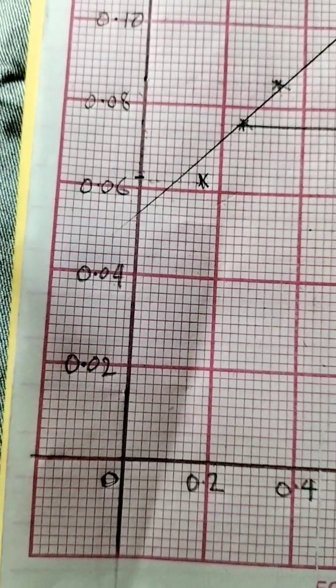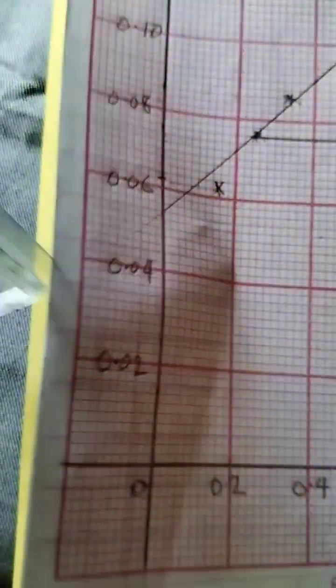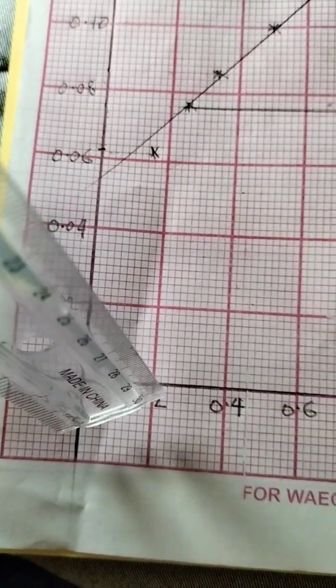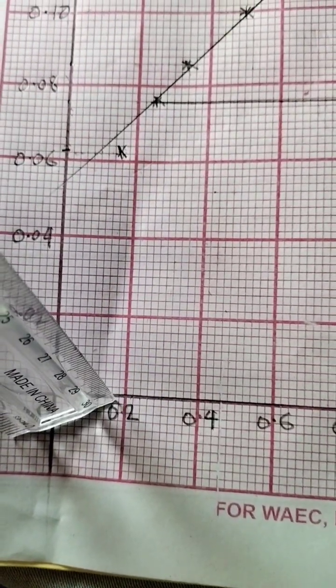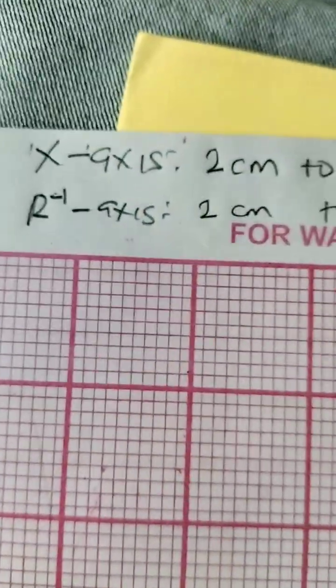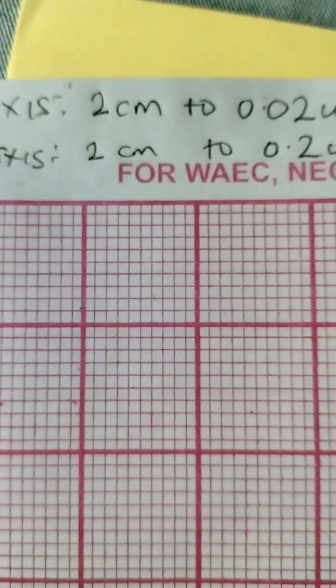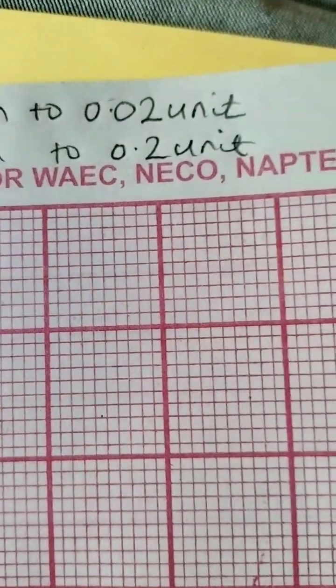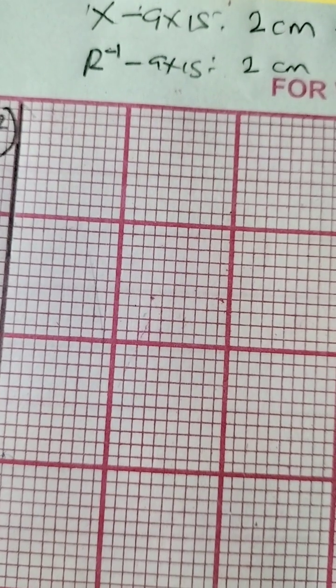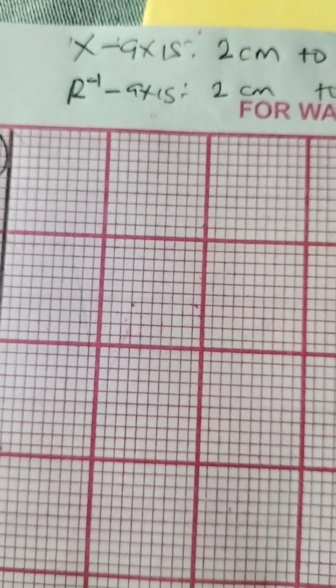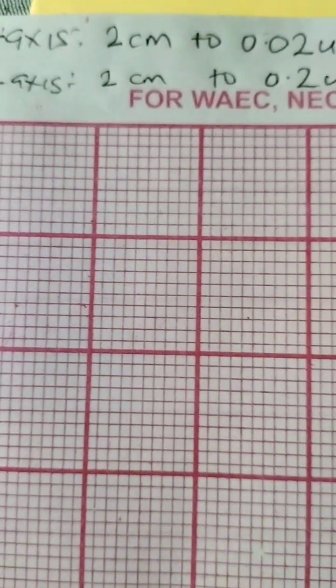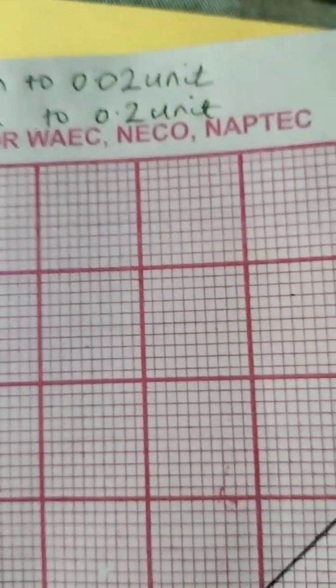Vertical axis, 2 cm to 0.02 unit. Horizontal axis, 2 cm to 0.2 unit. So you can see where the scale is written. The S-axis represents the vertical axis, 2 cm to 0.02 unit. And for R bar, that is the inverse of R, which is horizontal, 2 cm to 0.2 unit.